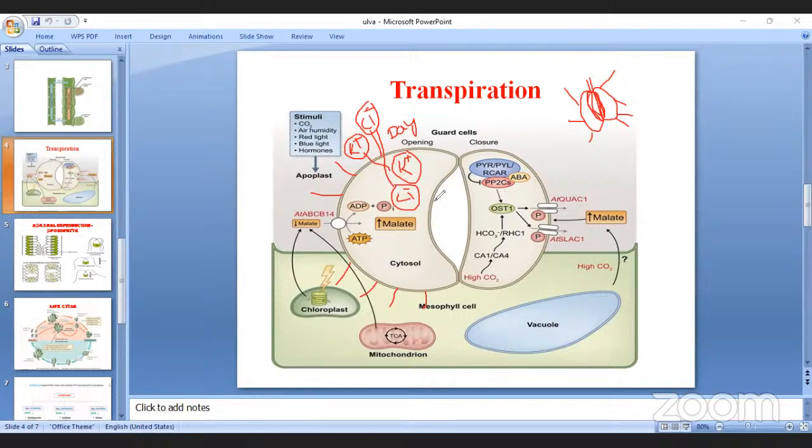Just imagine here there is only negative created in the guard cell. What about subsidiary cells? Subsidiary cells have no negative, only water present. This is a positive value. Now tell me, according to water potential, water moves from high water potential to low water potential. In the subsidiary cell the water potential value is positive, but inside the guard cells it is negative. Now tell me, does water move from the subsidiary cell to the guard cell, or from the guard cell to the subsidiary cell?